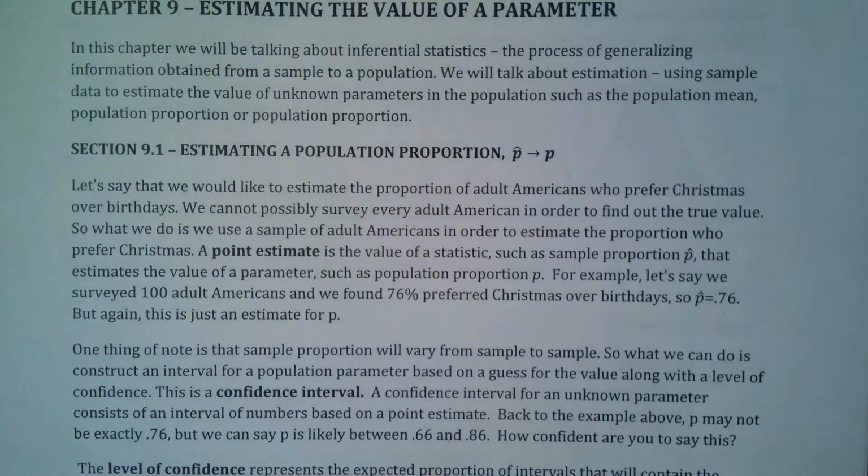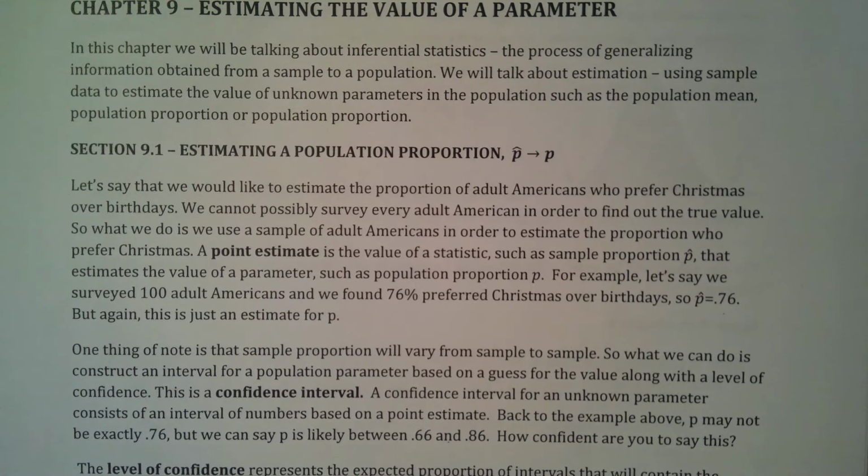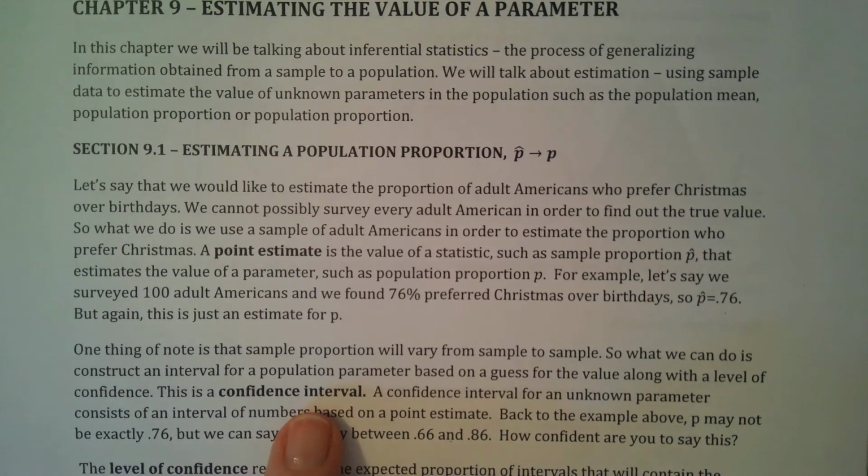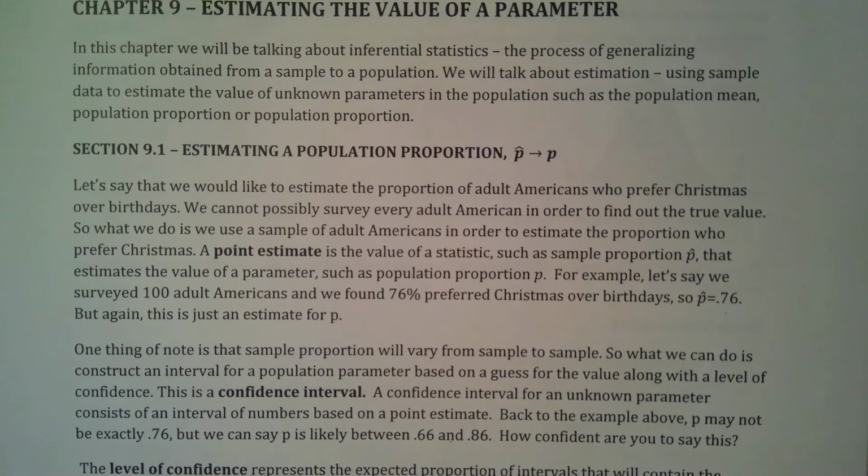One thing of note is that a sample proportion will vary from sample to sample. So what we can do is construct an interval for a population parameter based on a guess for the value along with the level of confidence. This is what we call a confidence interval. A confidence interval for an unknown parameter consists of an interval of numbers based on a point estimate.